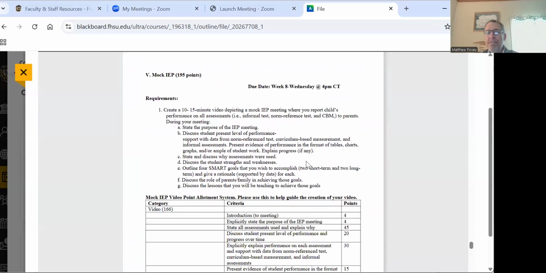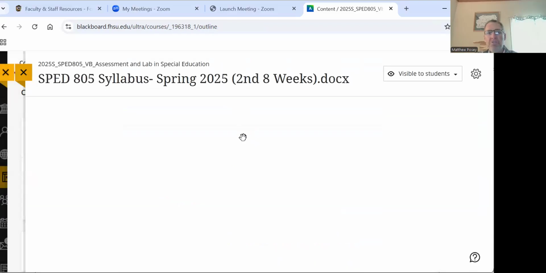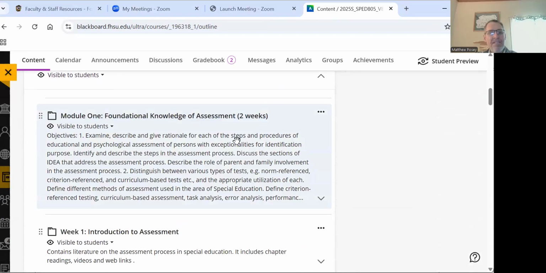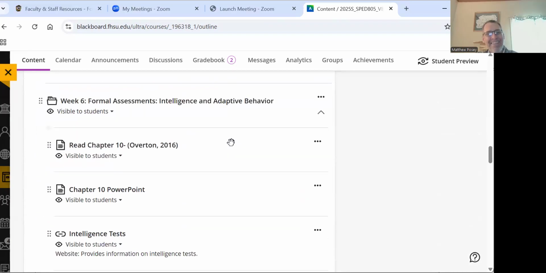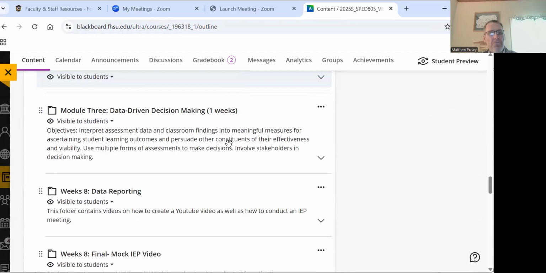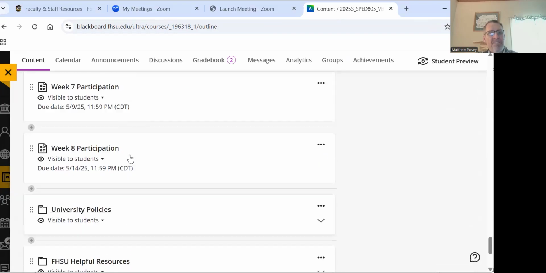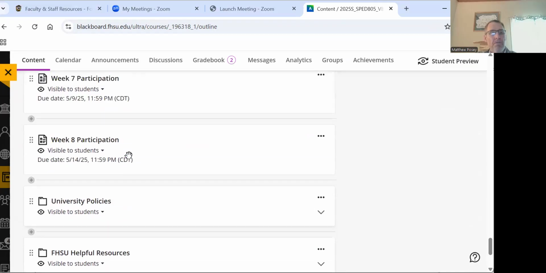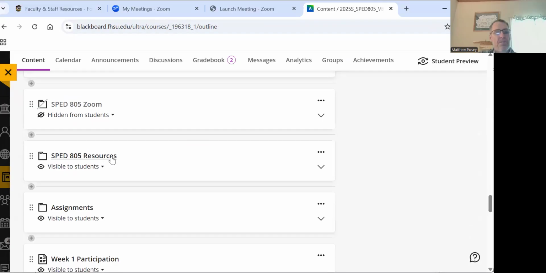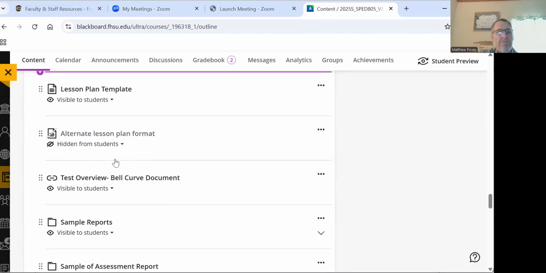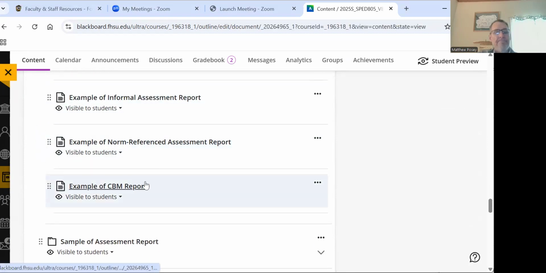Quickly, before we end, I'm going to back out of this. I'm going to go to sample reports and show you again where the sample of the CBM is, to help you as a reference if you need it, and then also show you the sample chart. Let me go back up to 805 resourcing and get down to my sample reports, CBM. Okay.